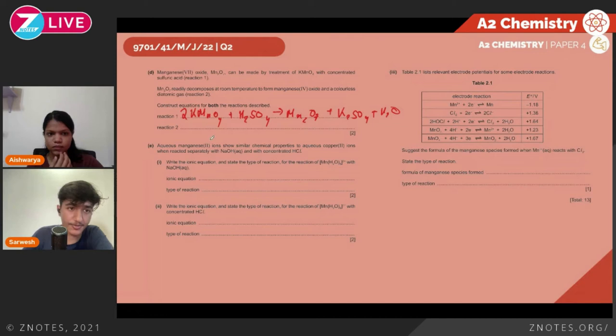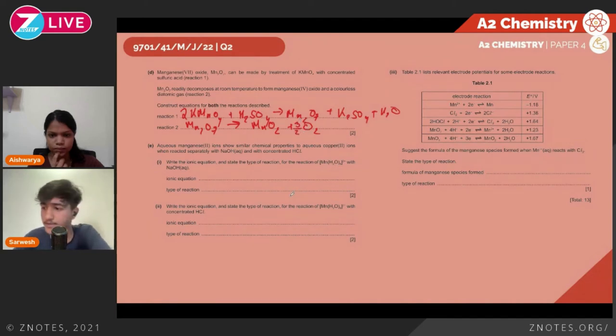The reaction 2. Mn2O7 decomposes to form manganese 4 oxide. So the manganese 4 oxide is MnO2 and a colorless diatomic gas. The only gas which can form over here is oxygen. So let's see if this is balanced. Okay, this would be 3 by 2. Okay, so this is balanced.